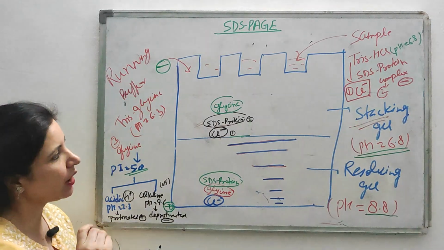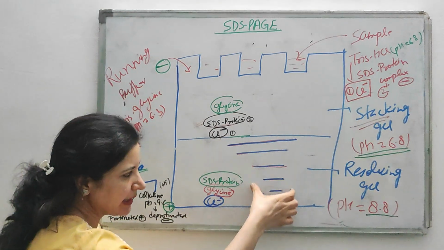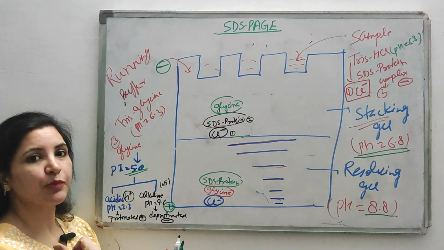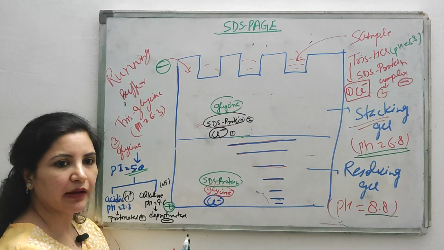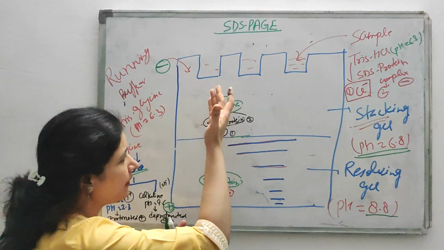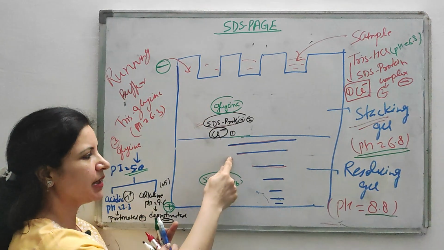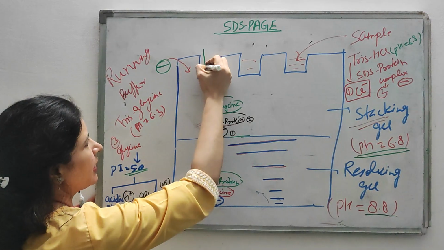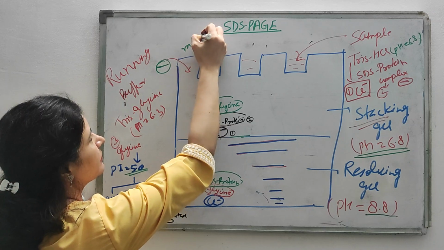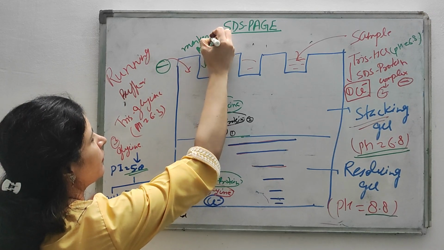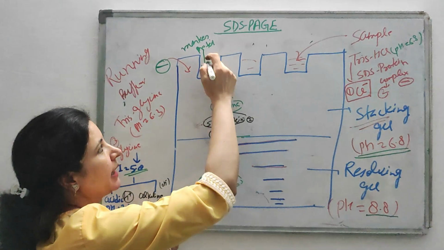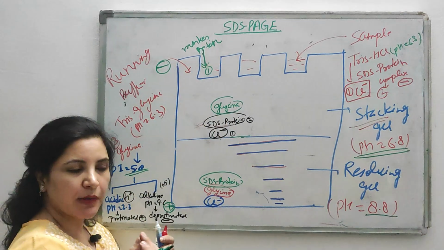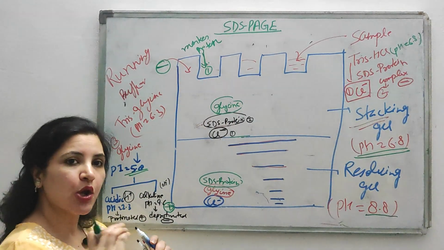Now the question comes: suppose you get these different bands, how will you know the molecular weight of the separated proteins? For that you have a marker. Suppose these proteins are separated but you don't have any marker. This protein is there, this protein is there, how will you compare? So for comparison, in the first well you fill the marker protein, and in all the others you put your sample. Marker protein means a protein whose molecular weight is known.